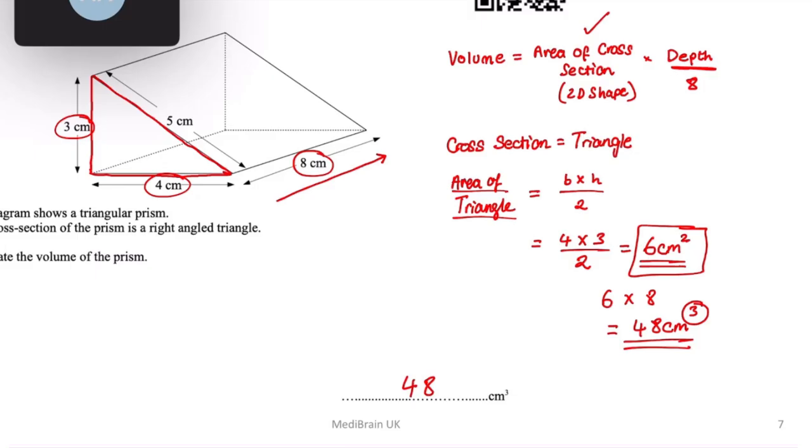So you work out the area of your cross section, which is the 2D shape, and then you multiply it by the depth, how much through the shape it goes.